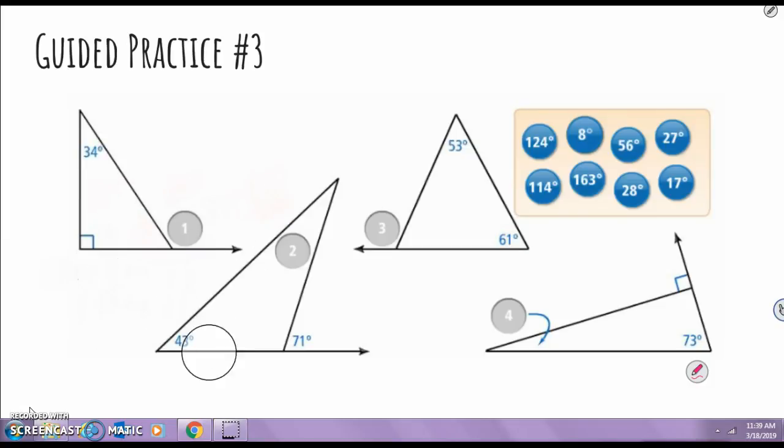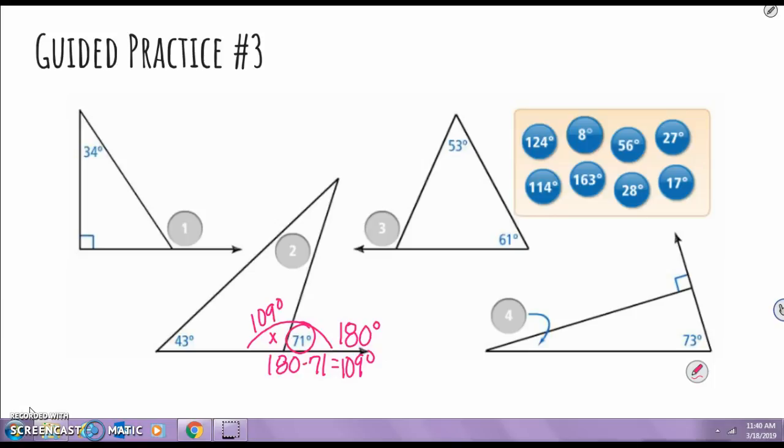Let's look at number 2. Number 2 is a little bit different. On number 2, we do not know our interior angle. We know our exterior angle is 71 degrees. I also know these two angles together equal 180 degrees. So I can subtract 180 minus 71 to figure out that x beside my 71. Remember, x plus the 71 give us 180 because they form a straight angle. 180 minus 71 is 109 degrees. So angle x is 109 degrees.